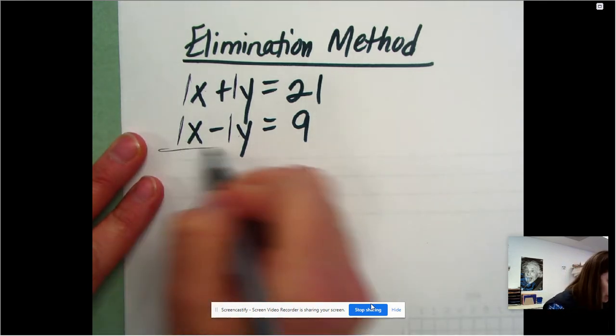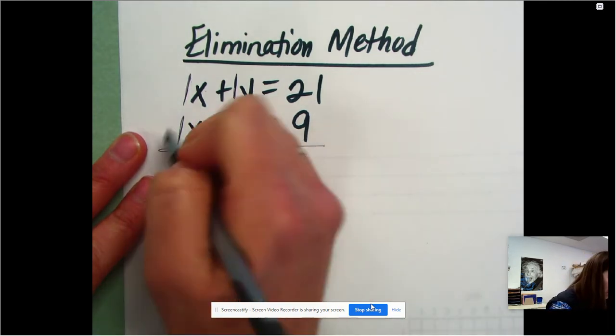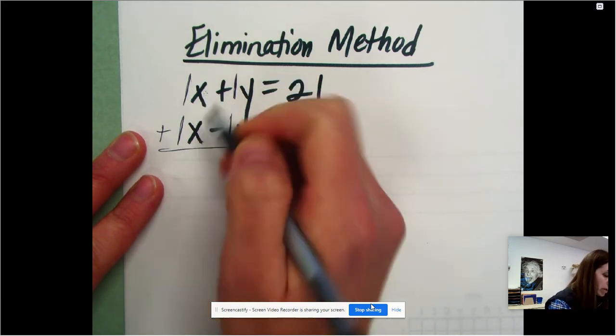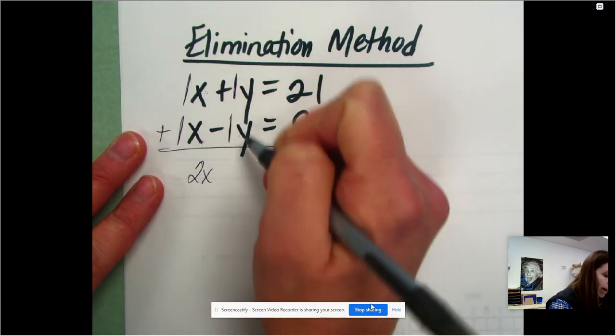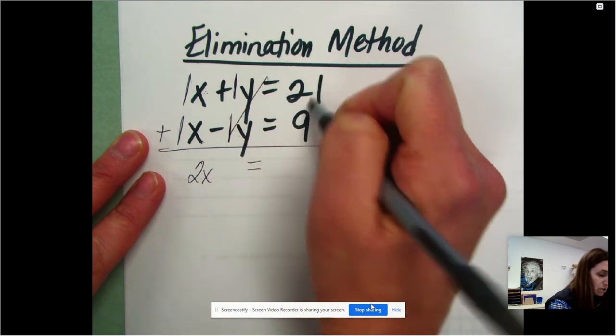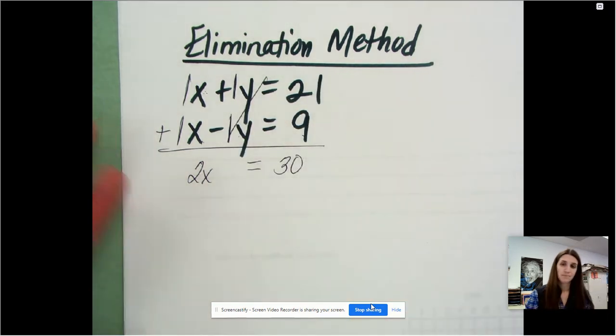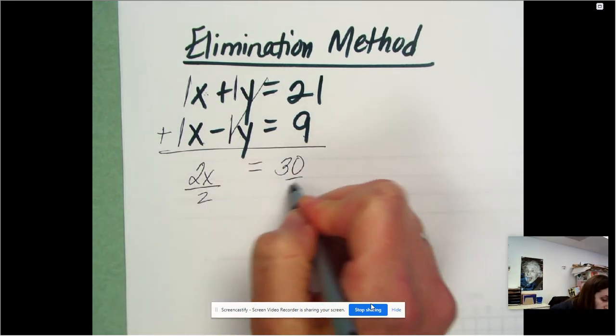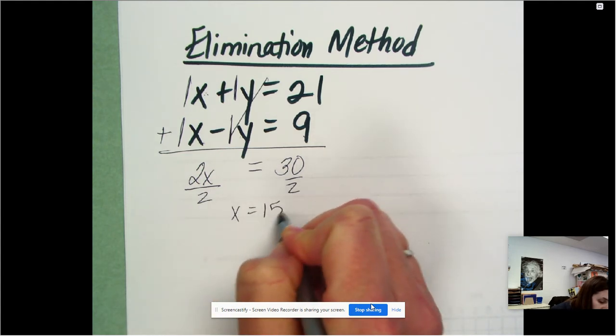So what we do is we put in a big fat bar, and we add these up. And what happens when we add the equations, we have 1x plus 1x is 2x. 1y minus 1y eliminate. The equal sign is brought down, and 21 plus 9 is 30. So we do traditional addition and get an equation. So we'll solve that out. We get x equals 15.